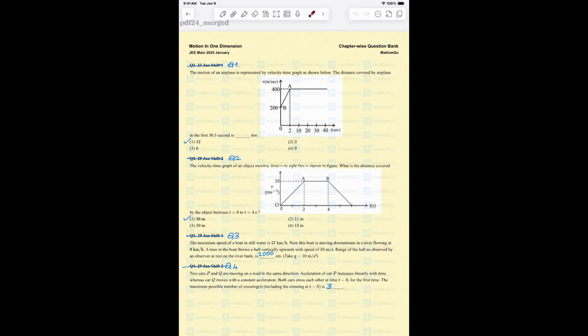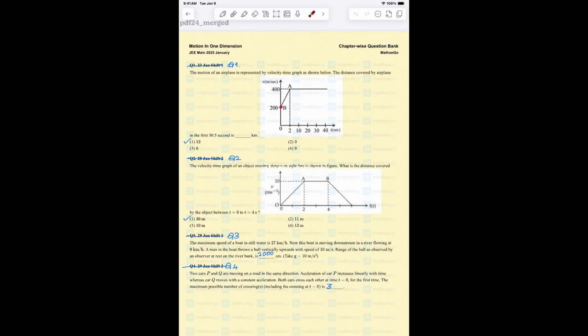Now they are asking what is the distance covered by the plane in the first 30.5 seconds. That means you must add up the area of the trapezium plus another rectangle. You know how to calculate the areas. Let me just do it for you like this.